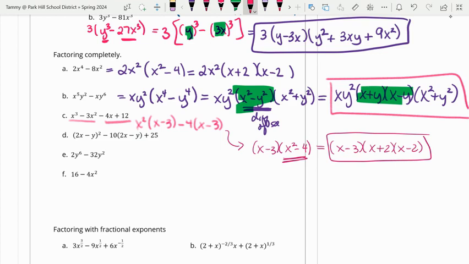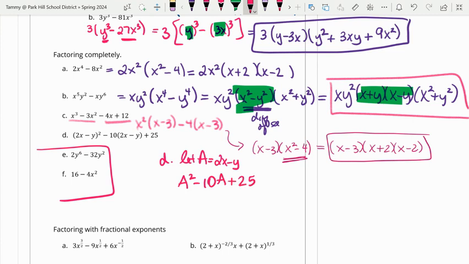All right, letter D. I'm going to go down here and start D. Put these over here. So letter D, I'm going to use chunking. I'm going to say let capital A equal 2x minus y. So then that becomes a squared minus 10a plus 25. So that's my a's. My a's are the 2x minus y. So then looking at this, my leading term is a 1a squared. So I can do this shortcut for factoring. So I'm going to put an a and an a here.